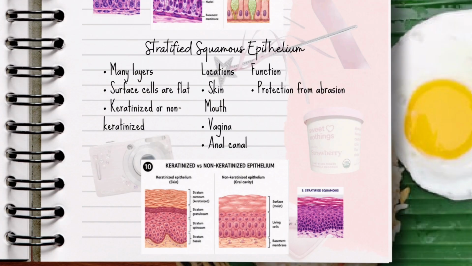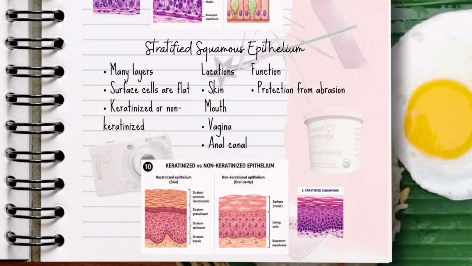In contrast, areas such as the mouth, vagina, and anal canal must remain moist. These locations contain non-keratinized stratified squamous epithelium, which lacks the thick keratin layer. Although their structures differ slightly, both types share the same primary function, protecting underlying tissues from friction and injury. Stratified squamous epithelium is the most common type, but it isn't the only one.